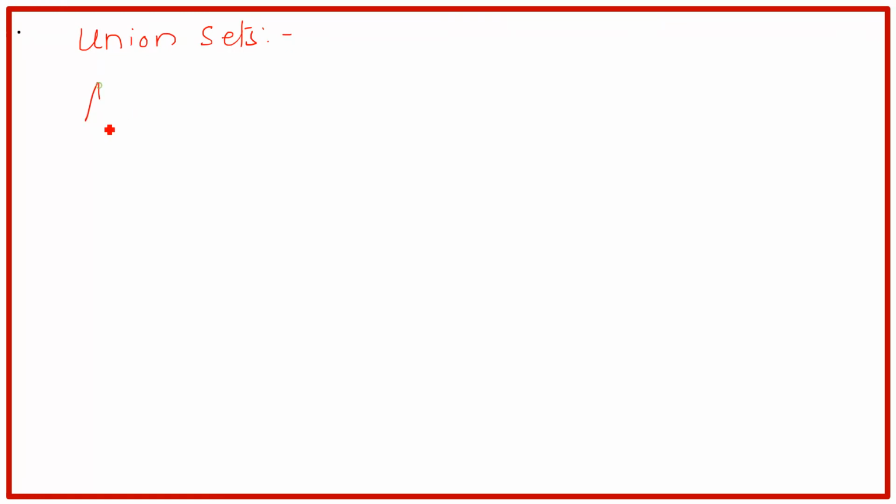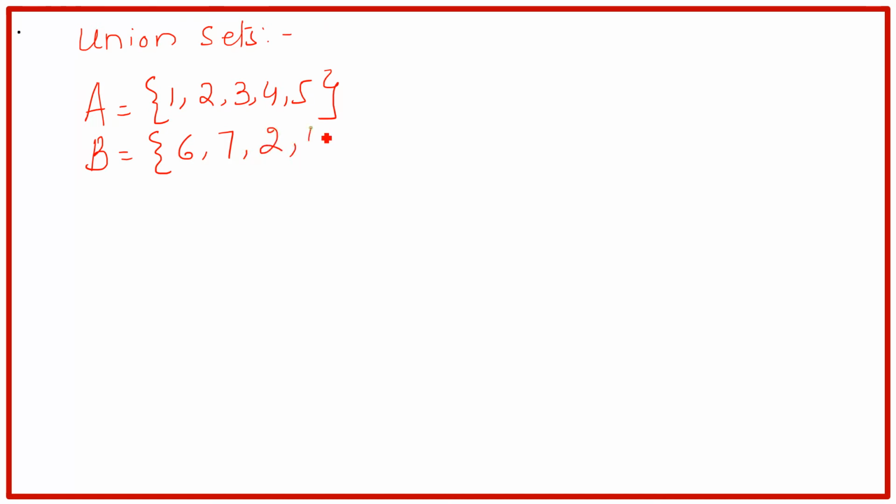Suppose we have one set: 1, 2, 3, 4, and 5. These are the elements of set A. Suppose we have another set and the elements are 6, 7, or I can write down 2, 4. Right? This is called the union of sets A and B.